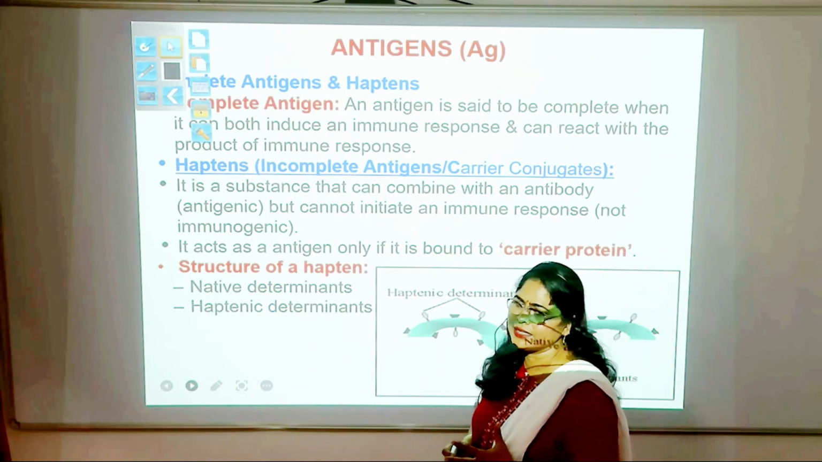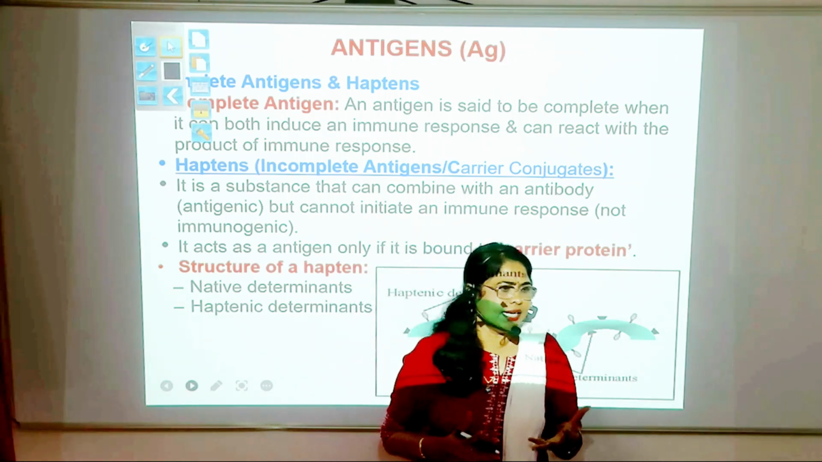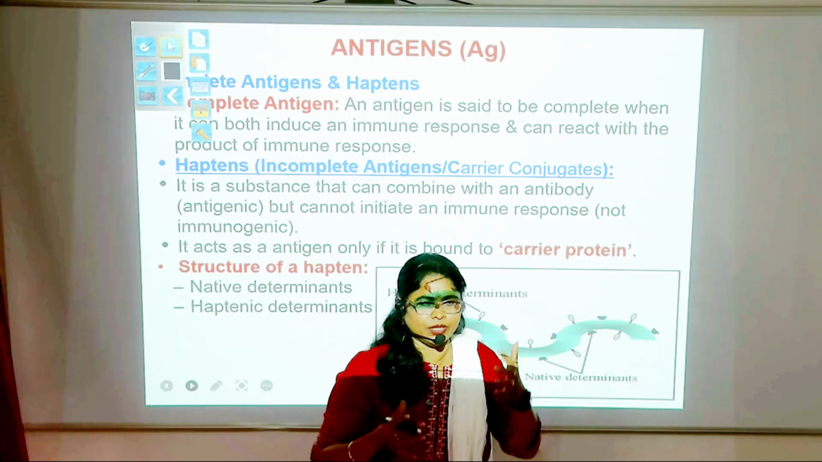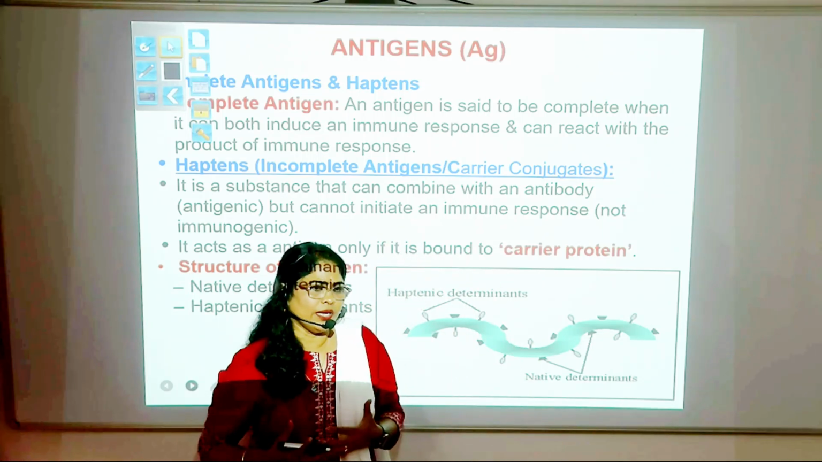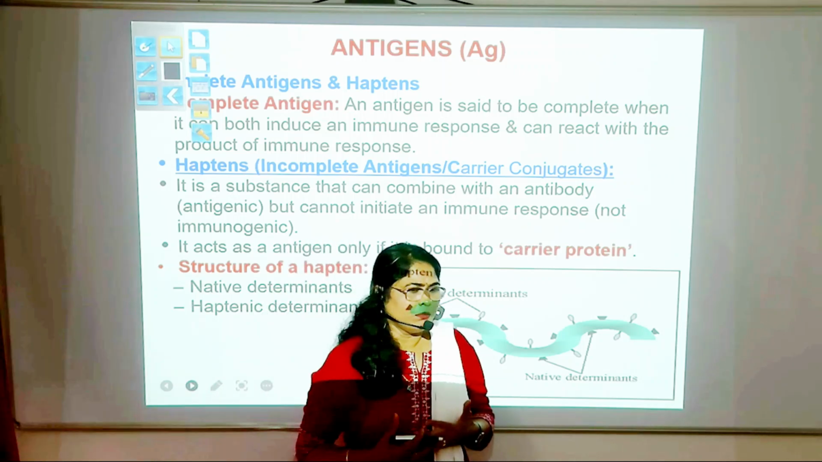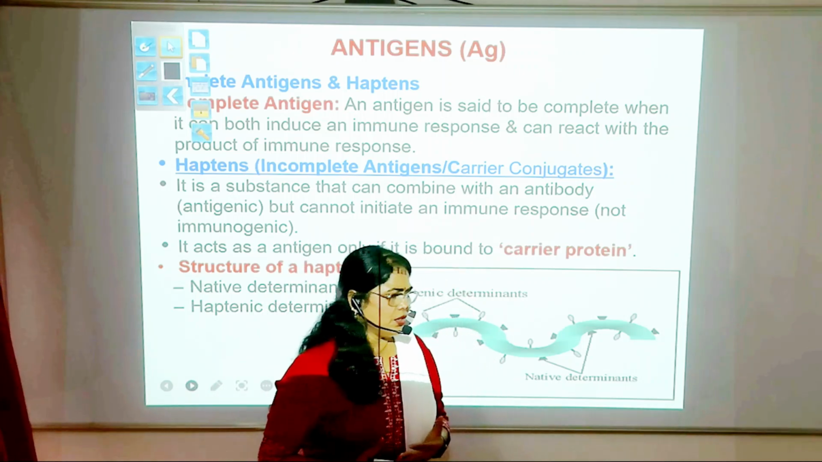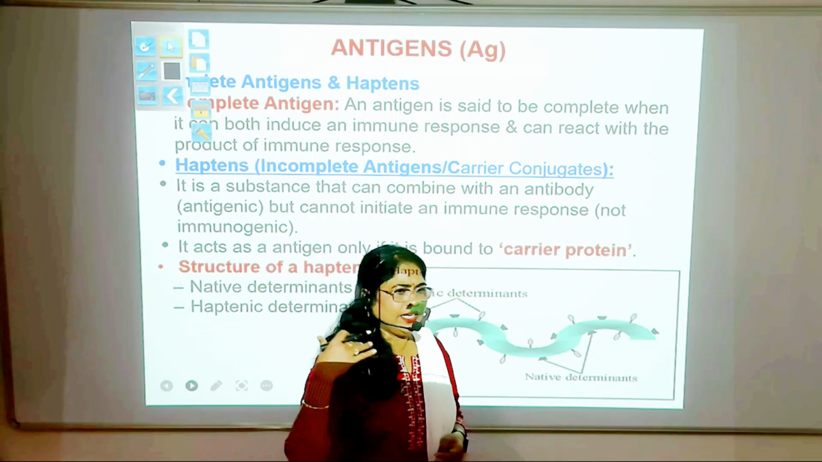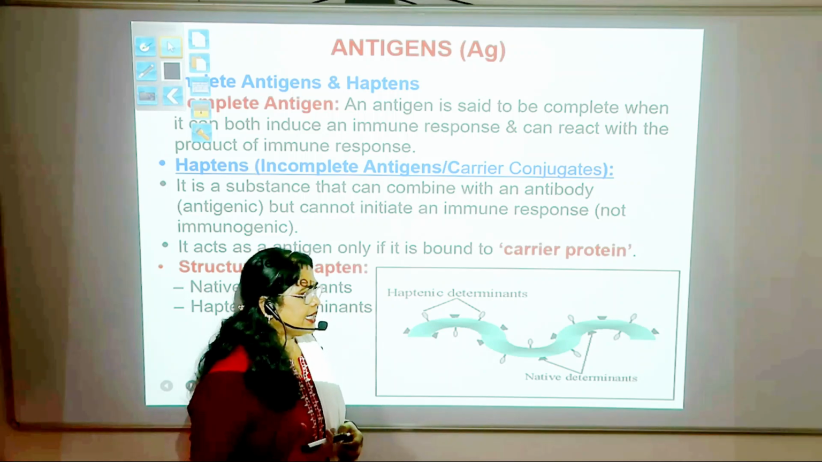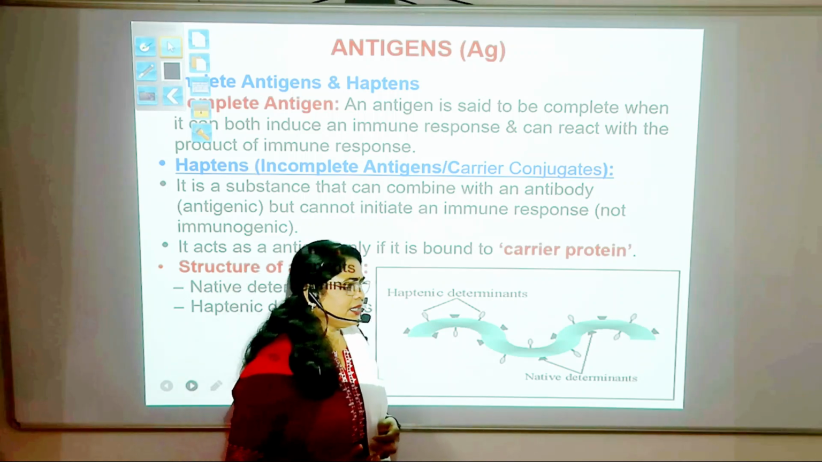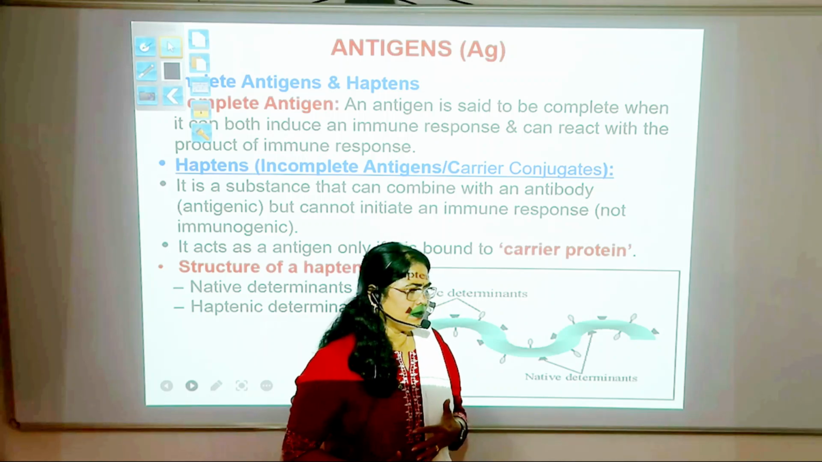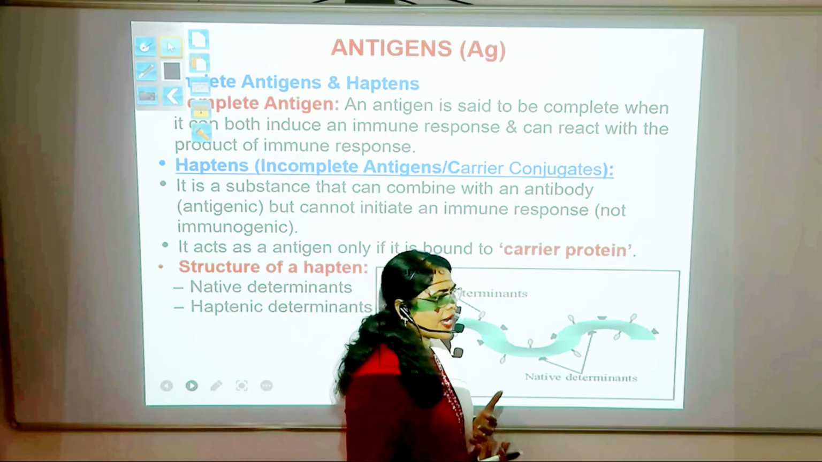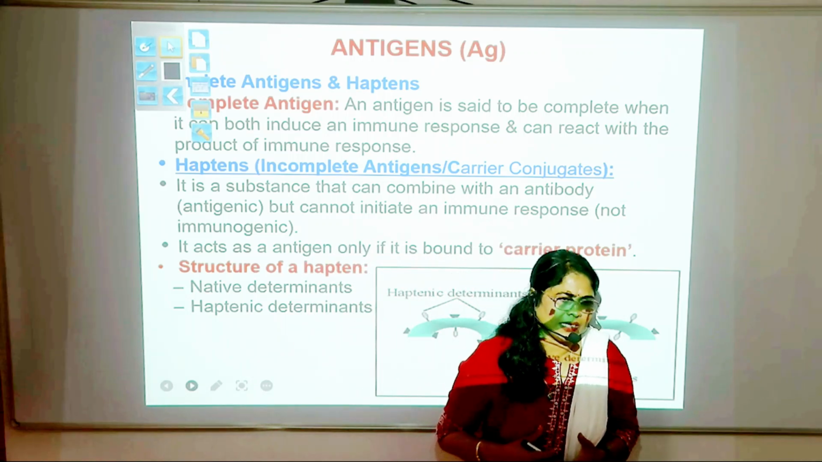Then we'll come to the next concept, that is, what is a complete antigen and an incomplete antigen. A complete antigen is an antigen which enters into the body and stimulates your body's immune system and evokes an immune response. When it evokes an immune response, we say it is a complete antigen. So a complete antigen can induce an immune response, and it can react with the antibodies which are produced by the B cells.